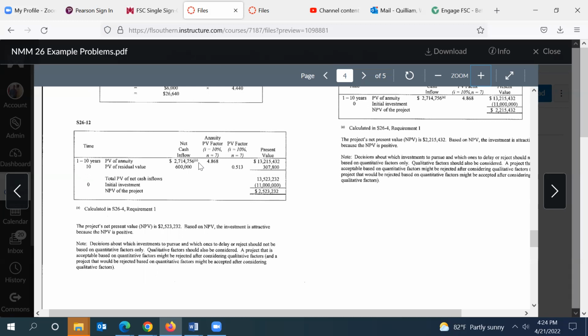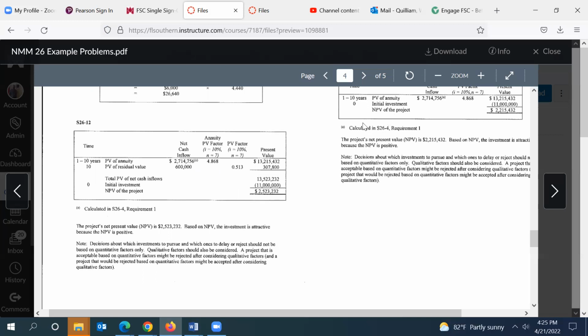Well, first of all, the present value of the annuity of the net cash inflows per year. We calculated net cash inflow per year the other day to be $2,714,756. They're assuming that is the same year after year for 7 years. So that's an annuity. The annuity present value factor that we want: well, the interest rate is 10%, the discount rate they gave us. Number of periods is 7. And that is 4.868.